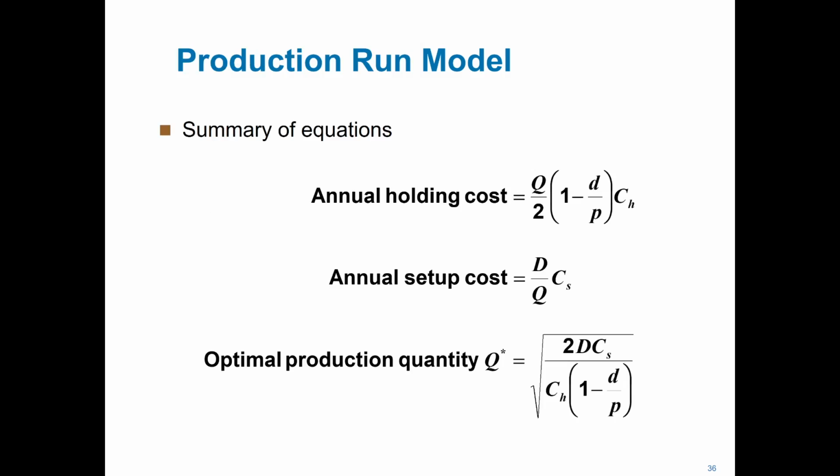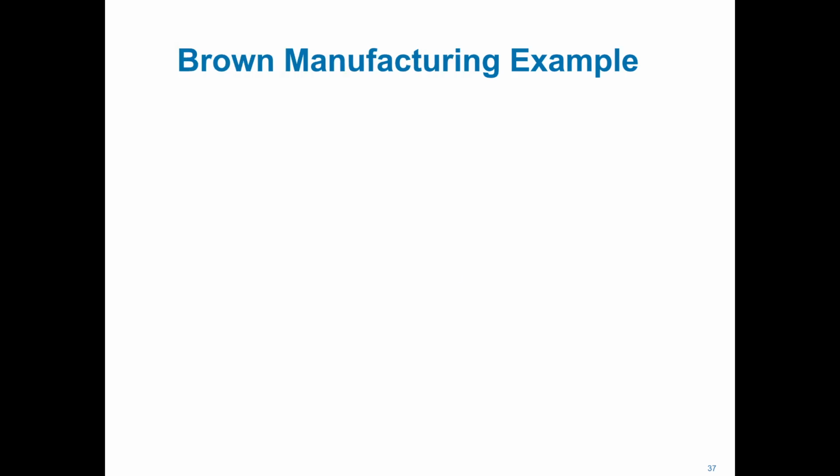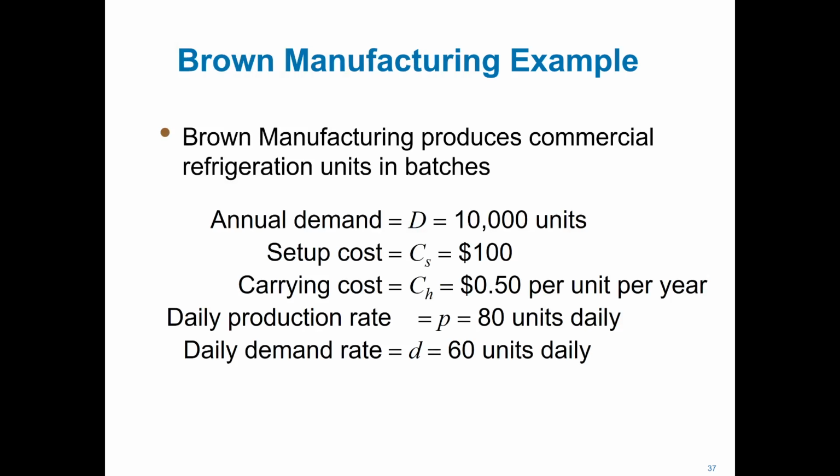These are the equations, a summary of equations: annual holding cost, annual setup cost, and then the optimal production quantity, Q optimal. Let's see an example again.